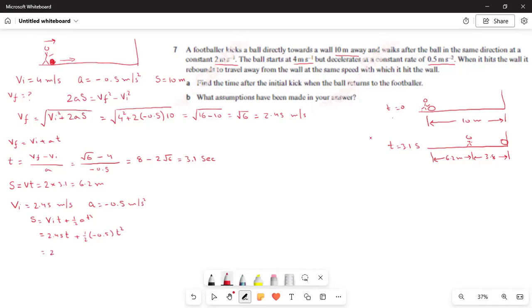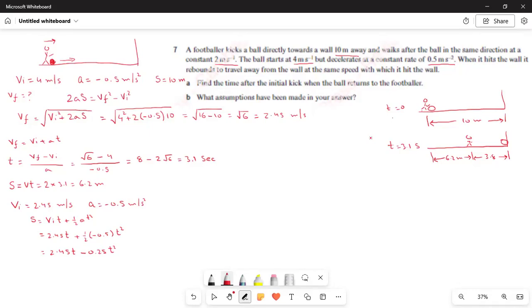Okay, so this is 2.45t, and it will become plus, minus minus, and this is half and half, so this is 0.25t square. Okay, now this is the distance from the wall to the ball, right? How far the ball is from the wall.